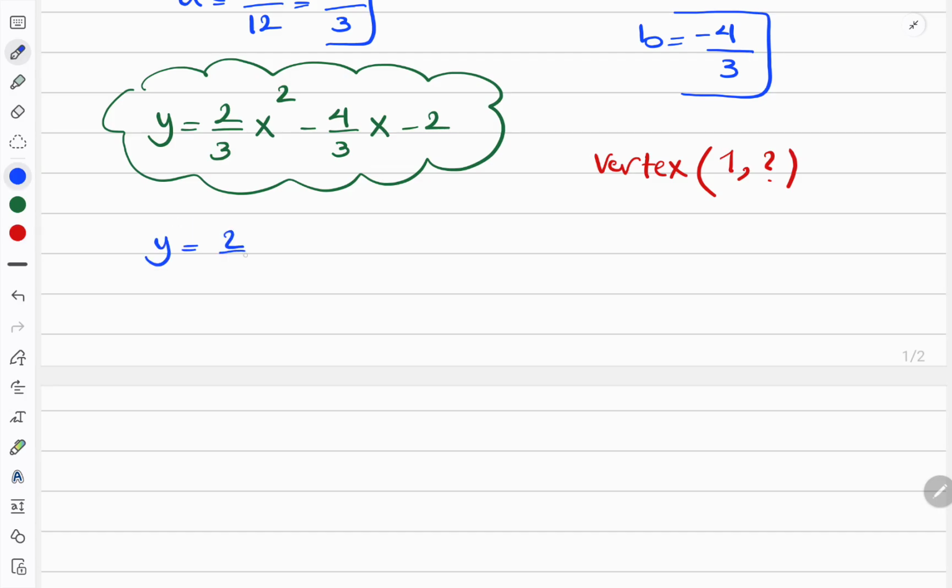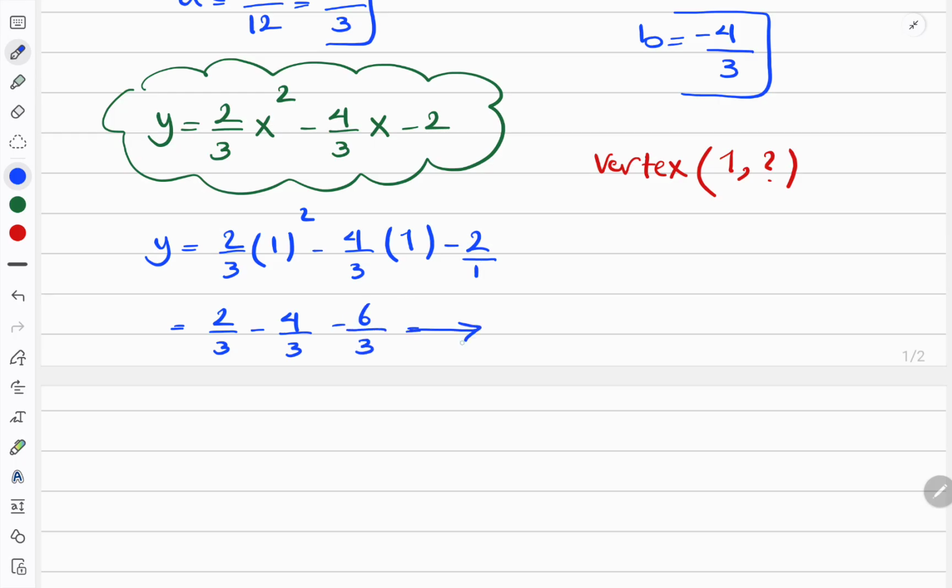Y is 2/3 times 1 squared minus 4/3 times 1 minus 2. 2/3 minus 4/3, and instead of 2 I'm gonna write -6/3. So it's -8/3. So this is the value of y and the final answer.